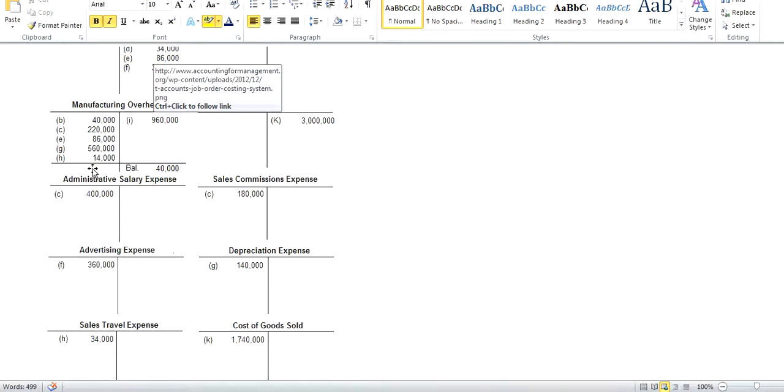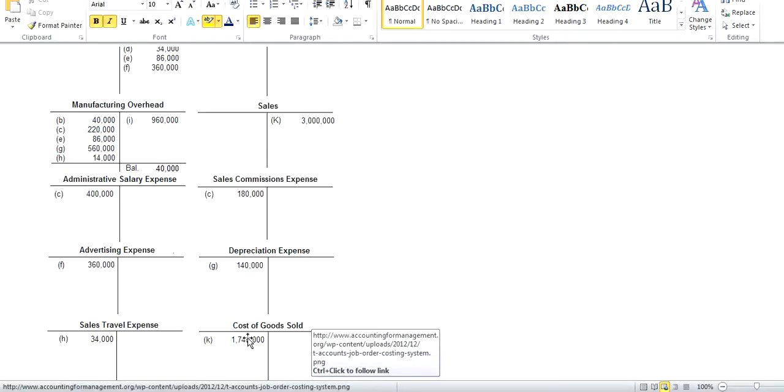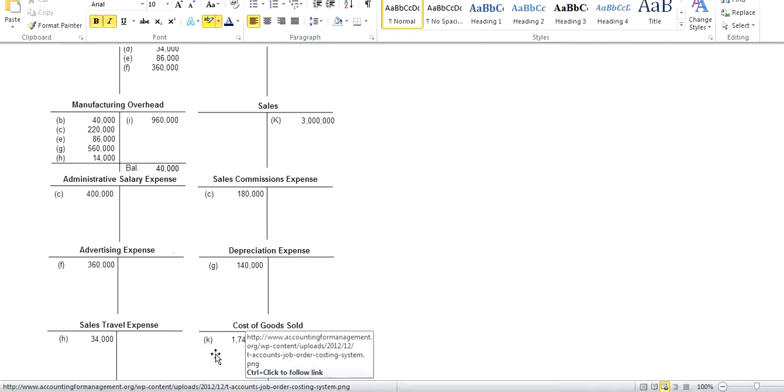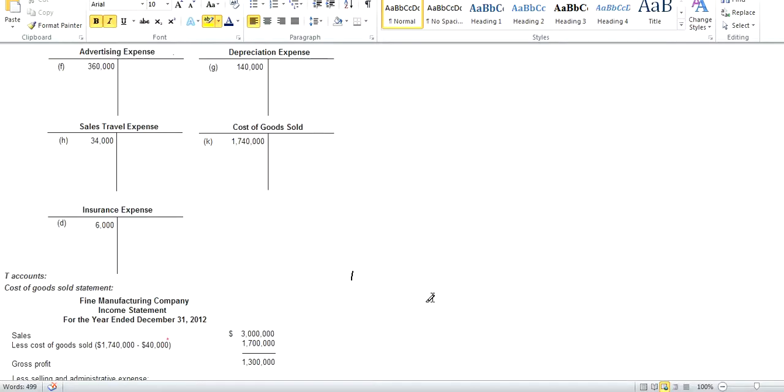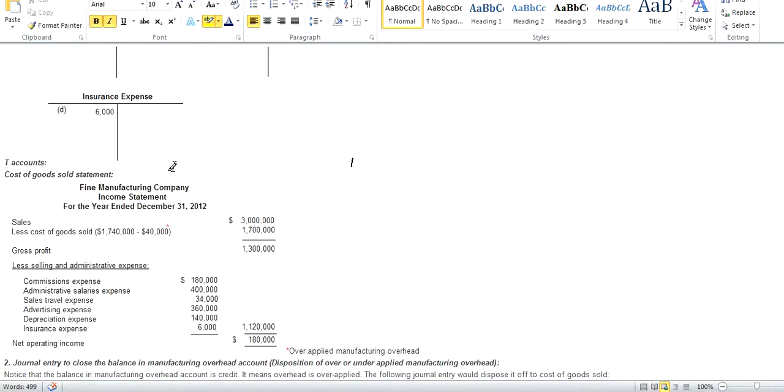our manufacturing overhead account, and the credit will go to cost of goods sold, because buried in this 1.74 million is $40,000 of over applied overhead. And what we're saying is that we've overstated our cost of goods sold, so we get to reduce it by 40,000, which will obviously help our position and give us a higher gross profit. And I will show you the income statement to show you what that looks like here.